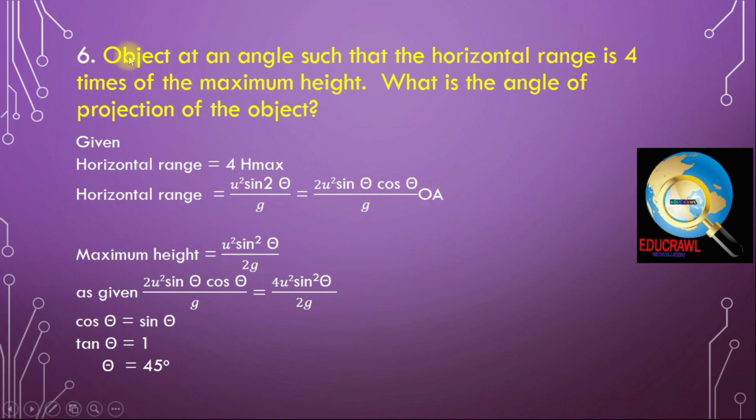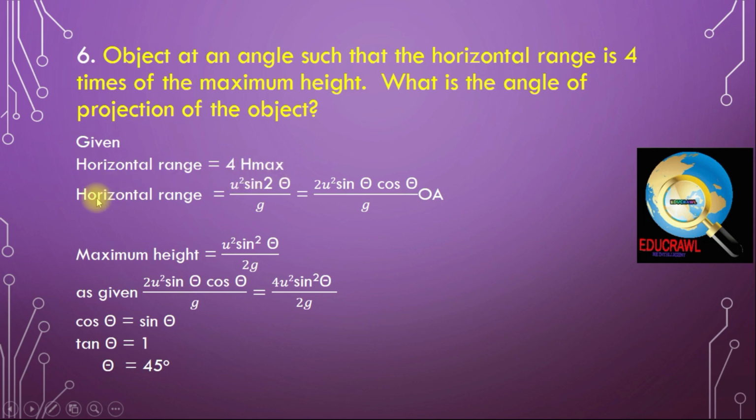The sixth problem. An object is projected at an angle such that the horizontal range is 4 times the maximum height. Here the question is, what is the angle of the projection of the object? We have to find the angle, that is theta, at which it is being projected. So what is the data given? Horizontal range is equal to 4 times H max.